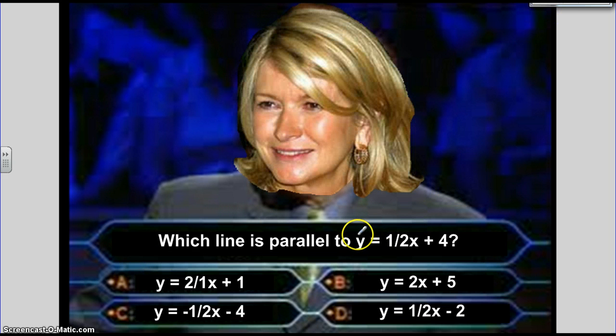Which line is parallel to this equation, half x plus 4? I have to look for the same slope, which is half, and I'm looking at answer D.